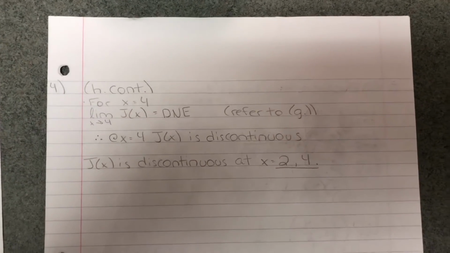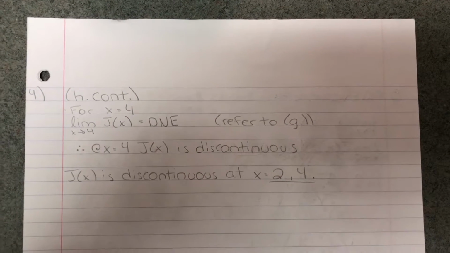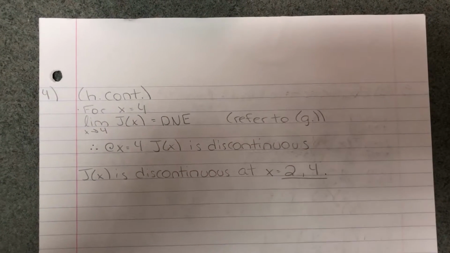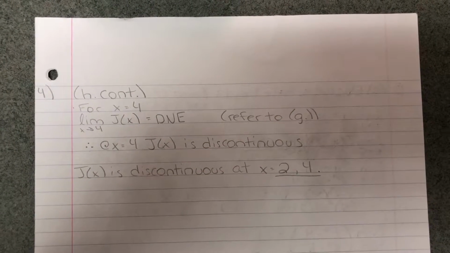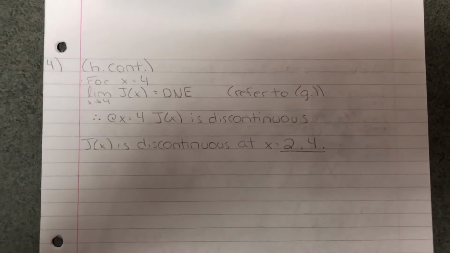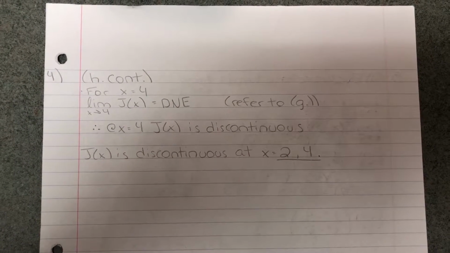For x equals 4, we found in problem G that the limit as x approaches 4 of j of x does not exist. Therefore, it is discontinuous. So we found that j of x is discontinuous at x equals 2 and 4.